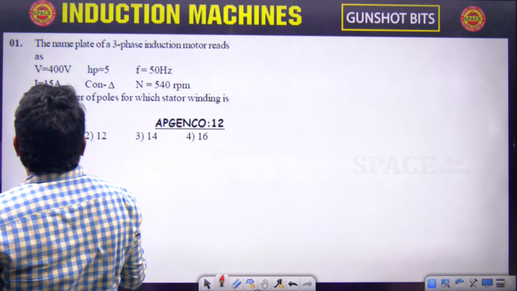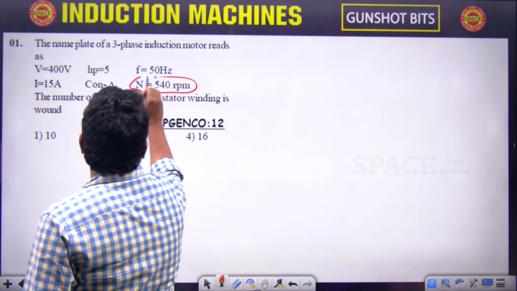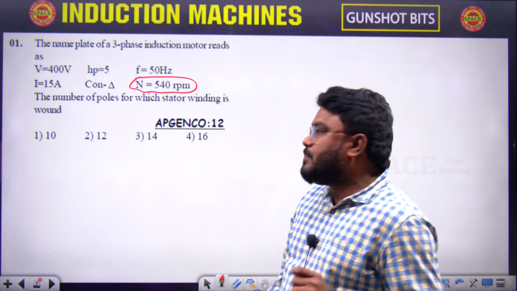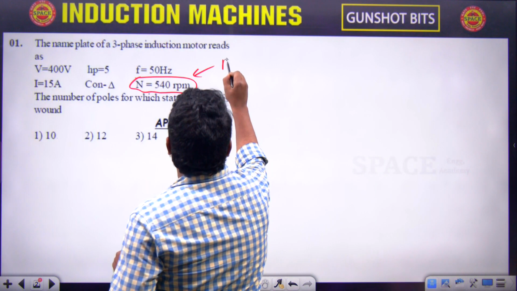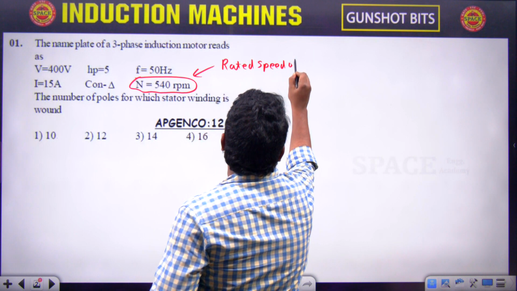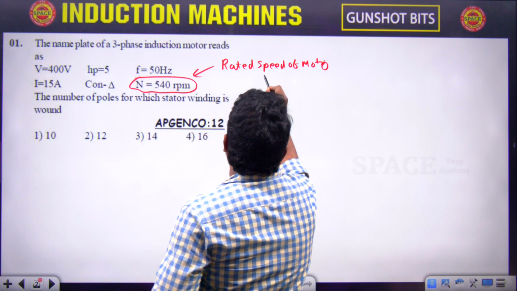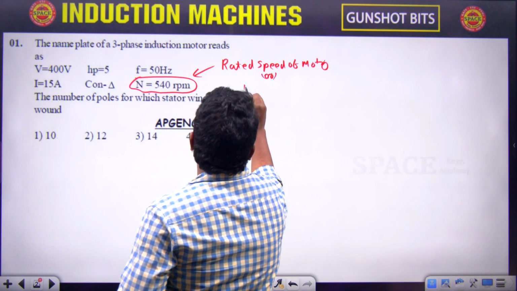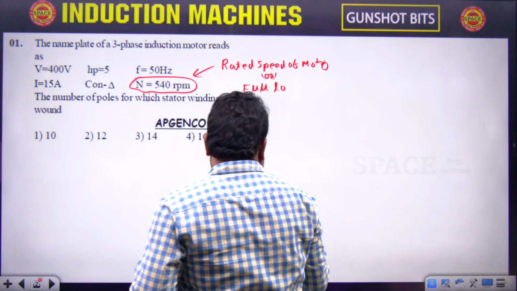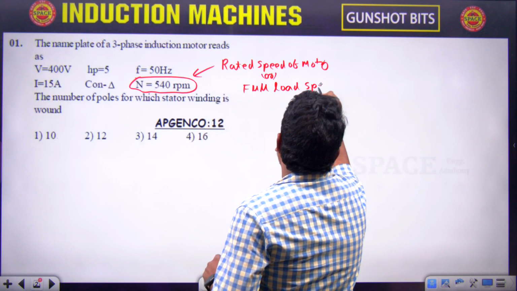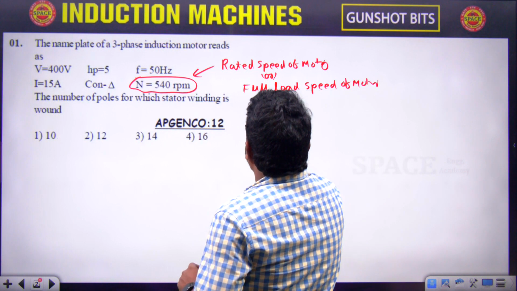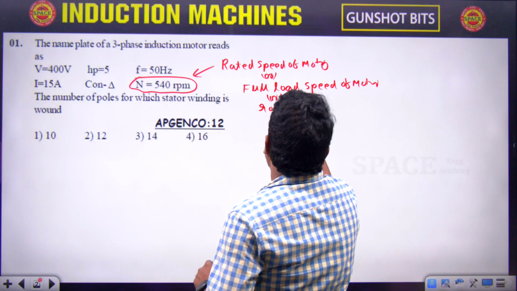Here, this speed is the rated speed of the machine. The speed rating mentioned on the nameplate of a 3-phase induction motor is the rated speed of the motor. So it is not the synchronous speed. It is also called the full load speed of the motor, and this is also the rotor speed under the full load condition.